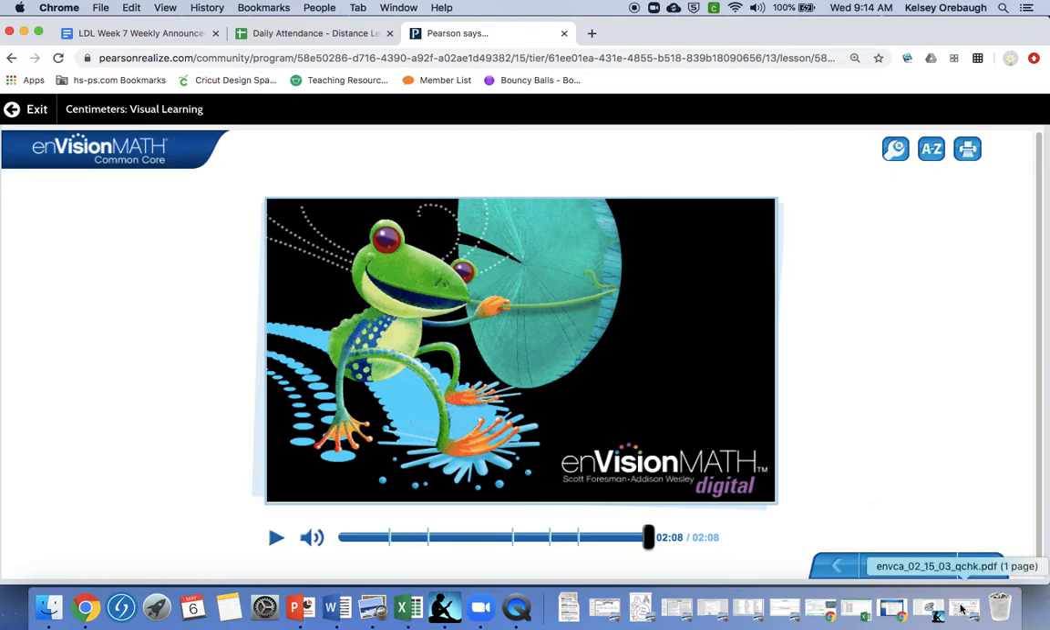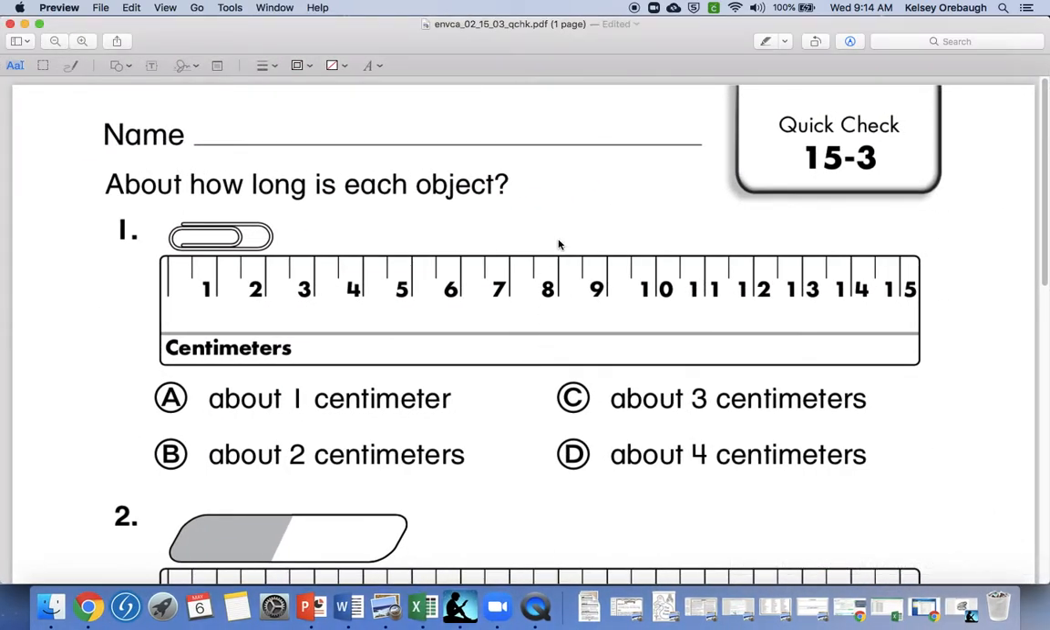All right, let's get started on our quick check. About how long is each object? So we have our centimeter rulers here. Notice that there's no 0 marking here, but we know that all the way to the left before 1 is 0. So that's where we will always start when we measure something. You start at the beginning of the ruler at 0. We see our centimeter markings, and we also see our halfway markings in between each centimeter measurement.